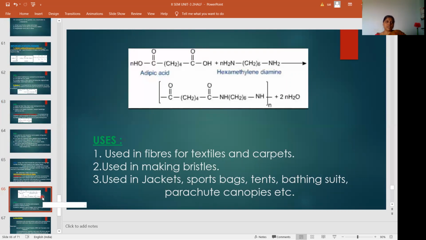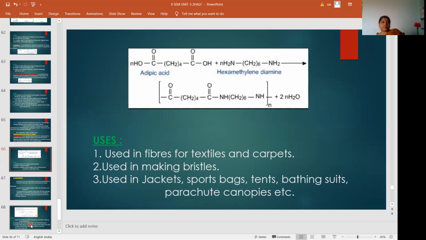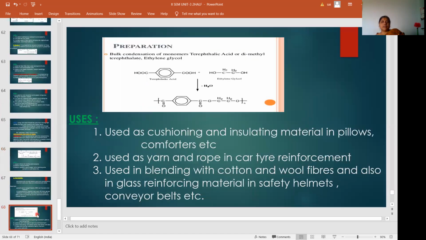So what is the name of the first fiber? Nylon 6,6. And the second one is dacron, polyethylene terephthalate or terylene. These 2 fibers are prepared by condensation polymerization. Okay. So they will ask, write the preparation and uses of rubber which is prepared by addition polymerization. This is an indirect way of asking the question. So which rubber is prepared by addition? Neoprene. So we have to write the preparation of neoprene.